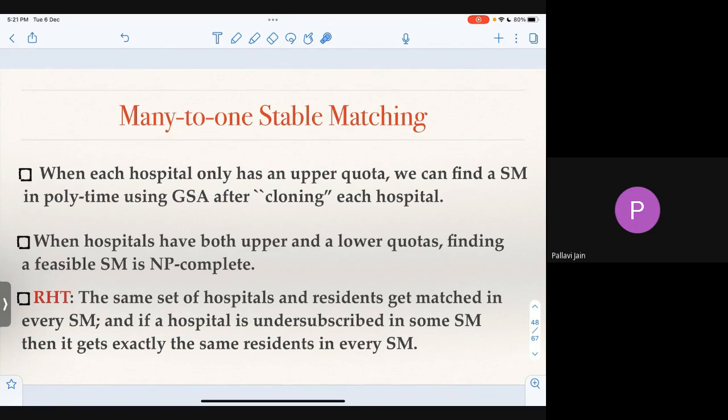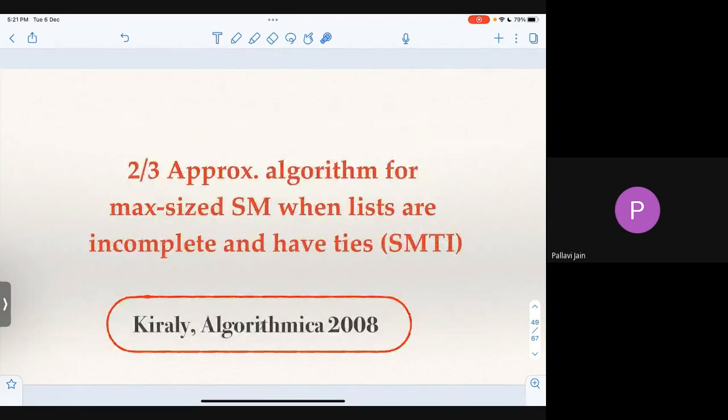If some hospital is undersubscribed, meaning it doesn't get its upper quota number of assignments, then the set of people who get assigned will always be the same in every stable matching. Okay, so it's much more than what we said in the one-to-one case. But using similar ideas, you can prove this also. Okay. So now, when we have stable matching in the presence of ties, the rural hospital theorem no longer works.